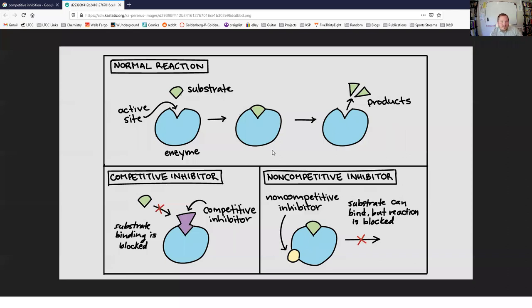If you have a process in your body that normally takes a molecule called a substrate and it fits into the active site and it breaks it apart and makes different products, well, if you have another molecule in your body that can occupy that same active site, it's going to slow down the process of breaking apart that other molecule because you're basically taking up space.